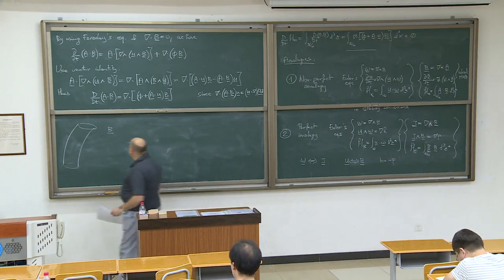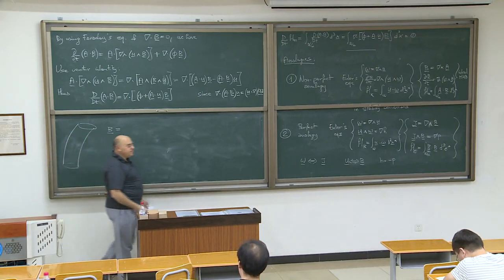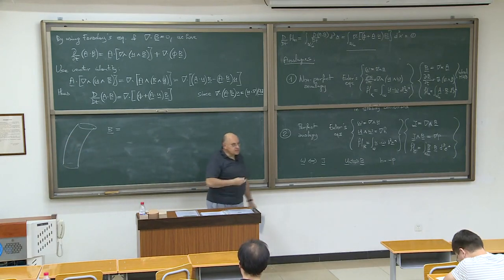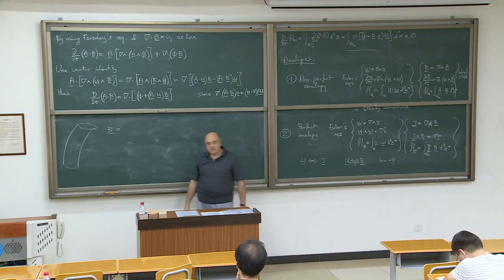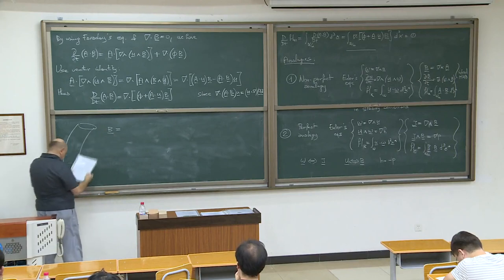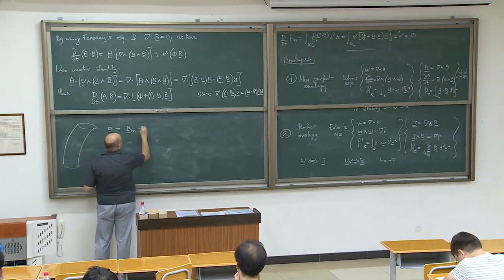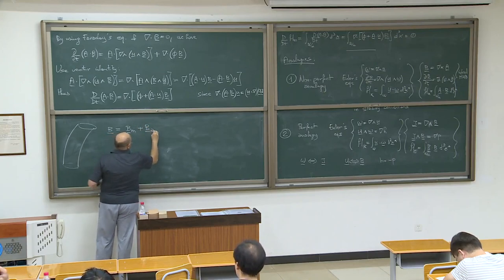I want to write it. I want to decompose this, possibly in a simple way, so that I can do some analysis consistently with this geometry, with this cylindrical geometry. I would say, okay, first of all, I will decompose this field in two elements.